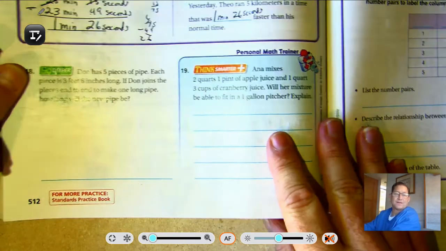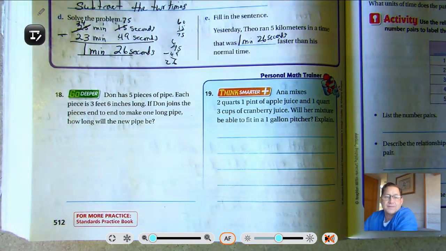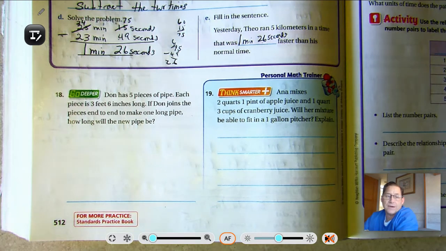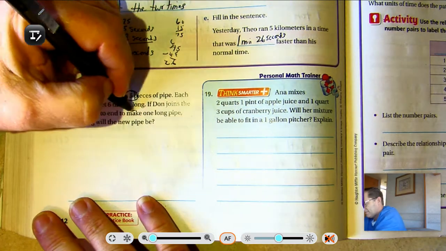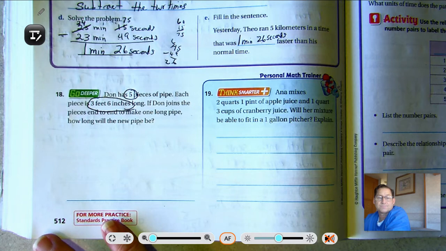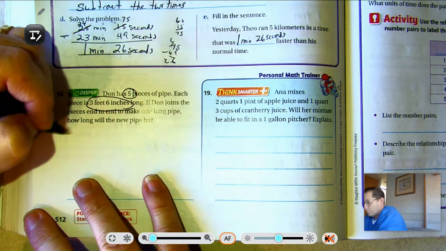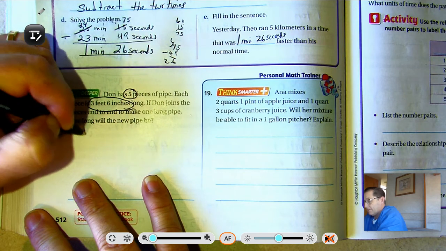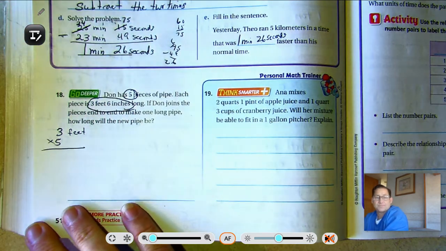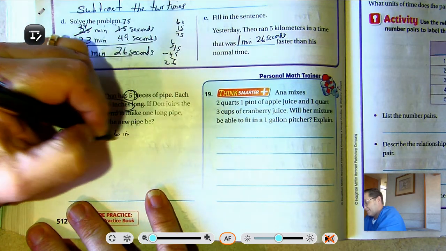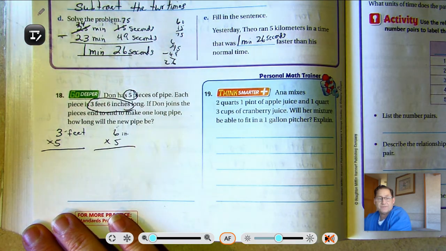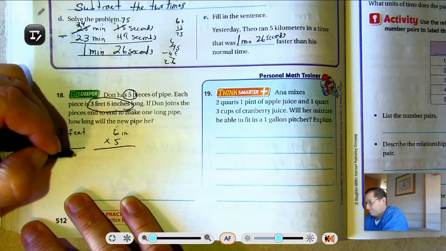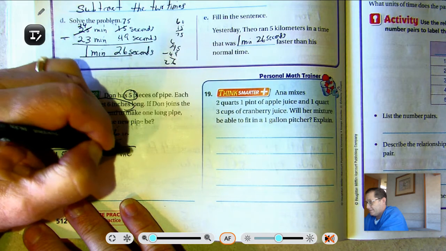18. Don has 5 pieces of pipe. Each piece is 3 feet 6 inches long. If Don joins the pieces end to end to make one long pipe, how long will the new pipe be? Okay, so 5 pieces, each piece 3 feet 6 inches long. So we have 5 sets of 3 feet, and we have 5 sets of 6 inches. So all I'm doing is multiplying 3 feet 6 inches by 5. 5 times 3 is 15 feet, and 5 times 6 is 30 inches.